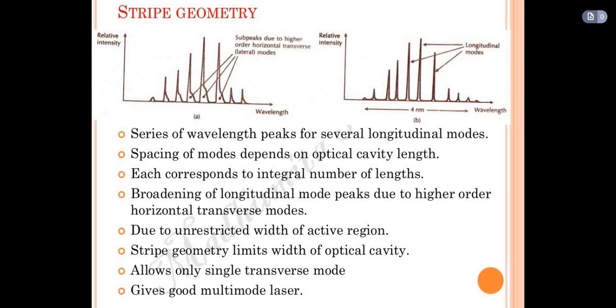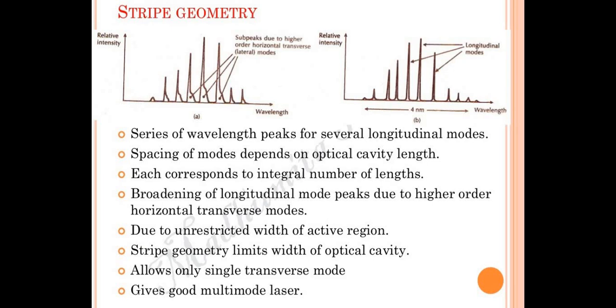It is going to limit the width of the optical cavity and allow only a single transverse mode. That gives a good multi-mode laser. So these are the things which we need to consider while we are designing the strip geometry of our laser. Clear? First thing is the series of wavelength peaks for several longitudinal modes. Second is the spacing of modes, which depends on the optical cavity length. Third, it corresponds to an integer number of lengths that needs to be there.